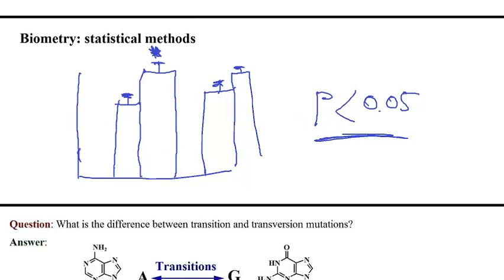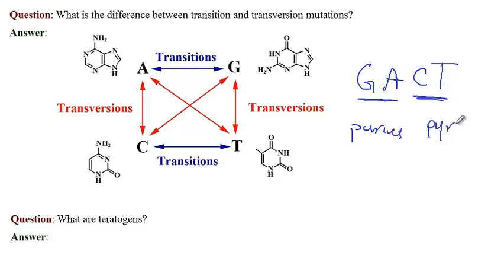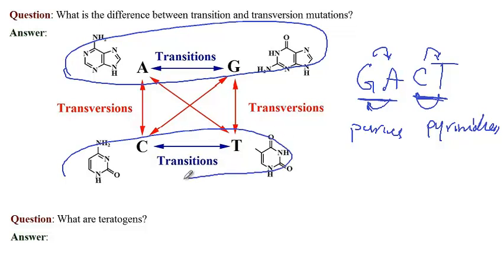All right, so we are basically done with the content of this lecture. I just would like to answer two short questions and then move on to the practice questions after that. So the first question is, what's the difference between transition and transversion mutations? Okay, so basically with transition mutations, purines replace purines or pyrimidines replace pyrimidines. So remember, we had GAS-CT: these two were purines, and then these two were pyrimidines. So with transitions, G converts to A or A converts to G. So that's an example of transition. Or C converts to T or T converts to C.